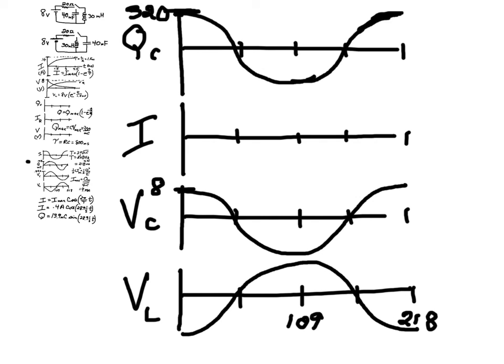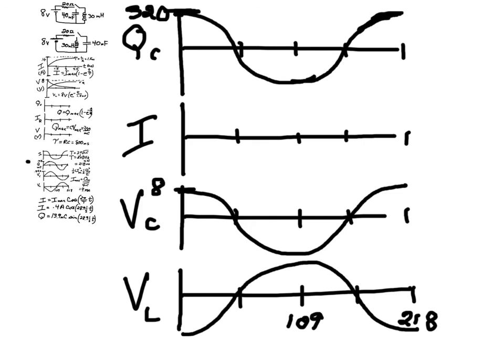And notice that the period is the same as it was in the last circuit because we have the same L and the same C. And you remember that the equation for the period is 2 pi times the square root of LC. All right, so the last thing is the current.